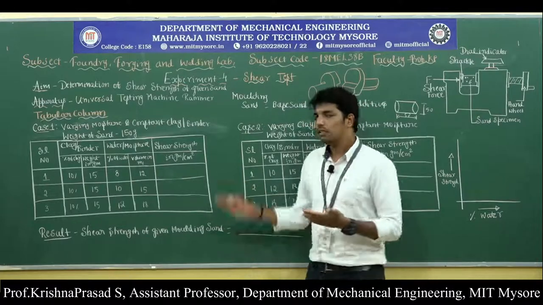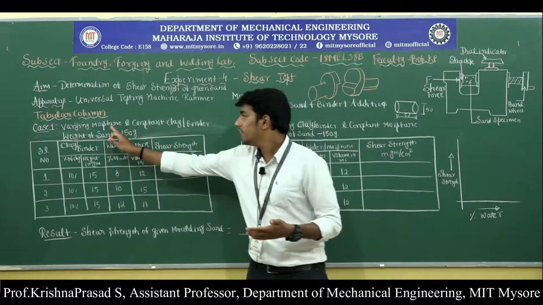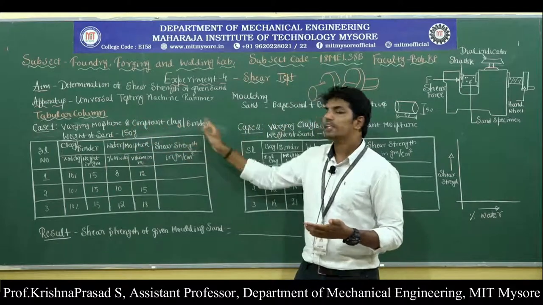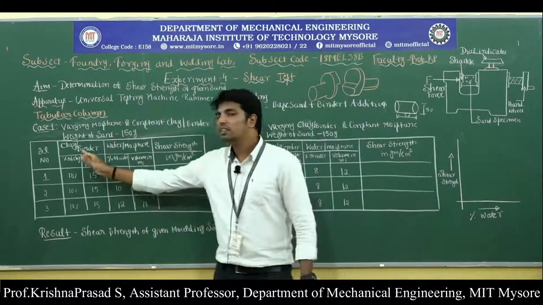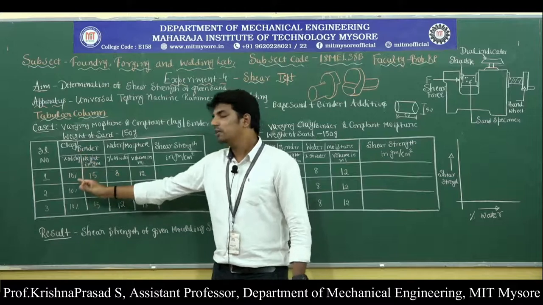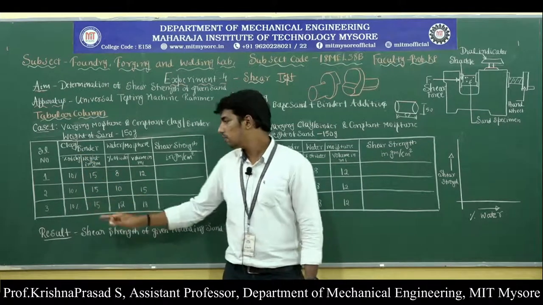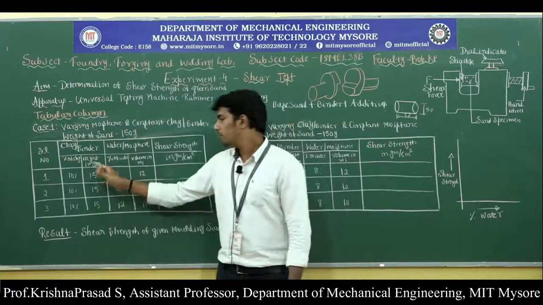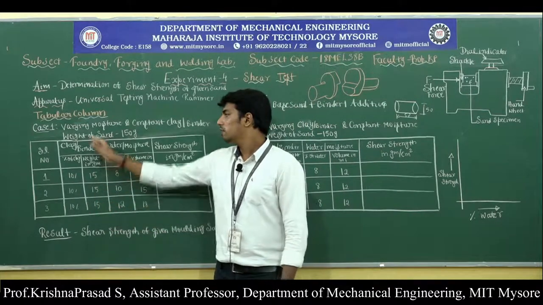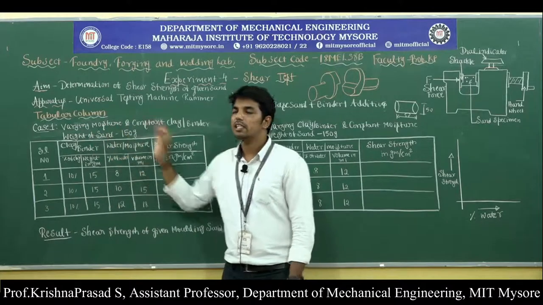In the first case, we vary the moisture content and keep the clay binder constant. That means the percentage of clay is fixed at 10%. For 10% clay, every time you have to take 15 grams of clay binder for a total of 150 grams of molding sand.